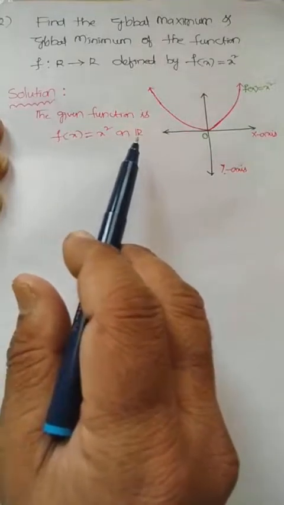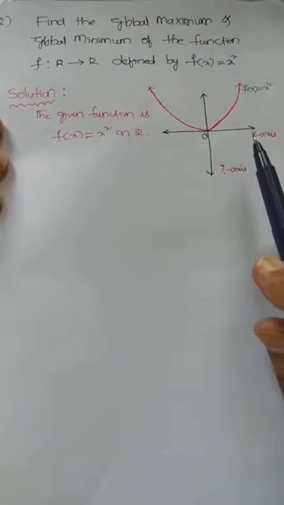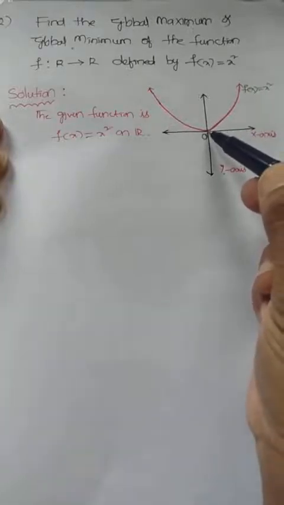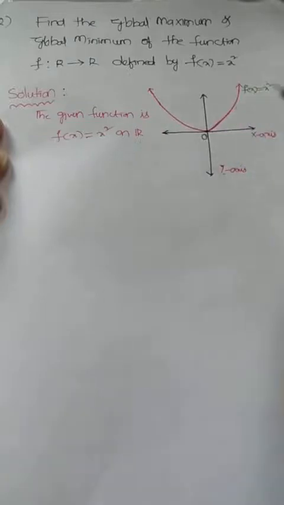Let us observe the graph of this function. It is a parabolic equation. So now it is like this, f of x is equal to x square. Now observe this graph. Directly we can observe that this graph attains its minimum at x is equal to 0, isn't it? So it is the global minimum. By observation only, we can find the global minimum for the given function.